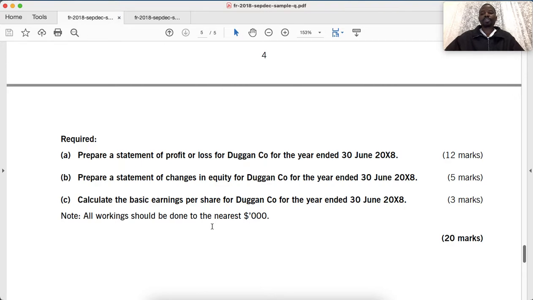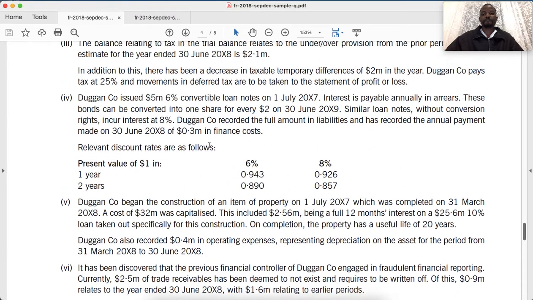Today I'm going to solve only required part A. Prepare the statement of profit or loss for Duggan Co. for the year ended 30 June 20x8 for 12 marks. In this question, I want to demonstrate how easy this question can be, and also I will be talking through the exam techniques along the way when we are solving this question. Now let's go to the required.